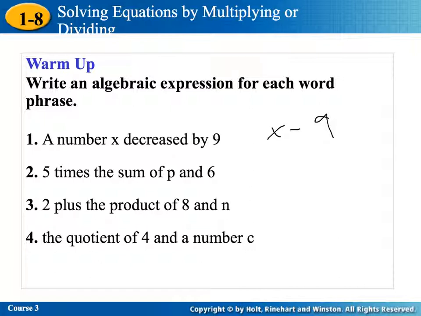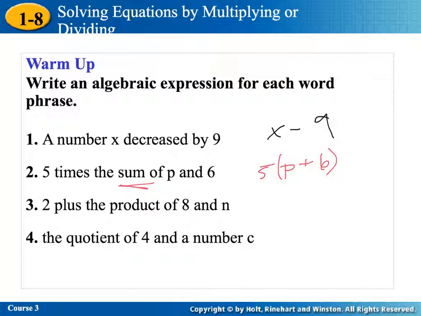5 times the sum of p and 6. The key word there is sum. So we need to find the sum first before we multiply. So p and 6 are going to be added together, and we are going to multiply on the outside. 5 times (p plus 6).